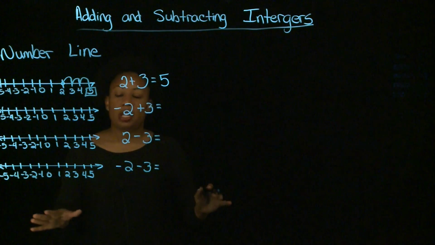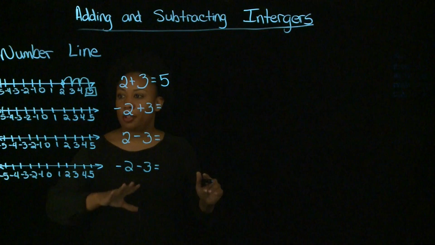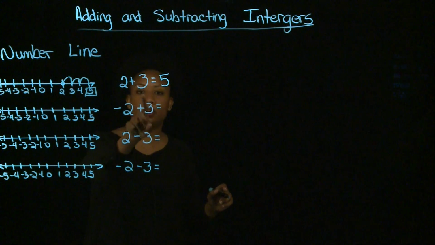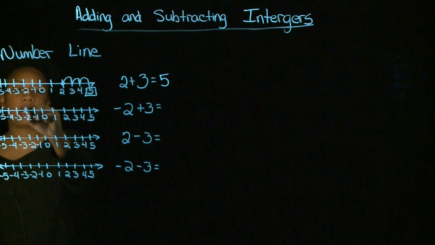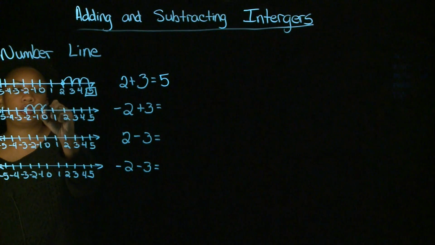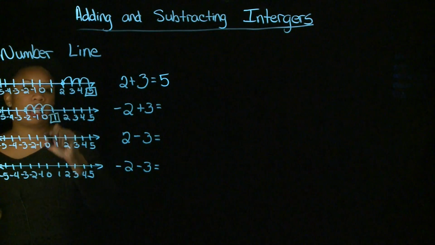Cool. Now we're going to throw in some negative numbers. So we're going to have negative 2 plus 3. We're going to start at negative 2, and we're going to add 3. 1, 2, 3. So we're going to end at 1.